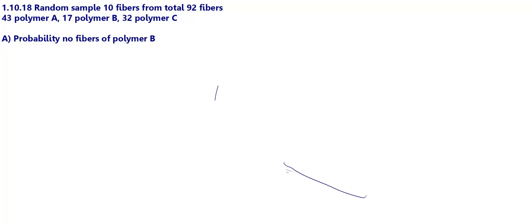This problem is 1.10.18 from the textbook. It's talking about how you want to draw a random sample of 10 fibers from a total of 92 fibers. 43 of the fibers are polymer A, 17 are polymer B, 32 are polymer C. And part A asks, what is the probability that no fibers are polymer B?